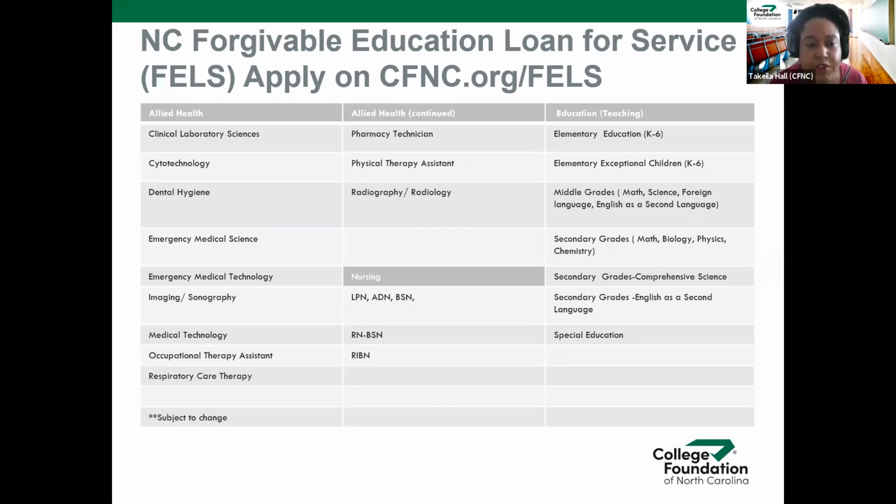And I'm just going to highlight a few of them. Under allied health, you'll see like dental hygiene, emergency medical science. You'll see occupational therapy assistant, pharmacy. You'll see that information. Nurses, we need nurses at all levels. And you'll also notice under education, you'll see that we have elementary education, some things for middle grades, as well as secondary education.